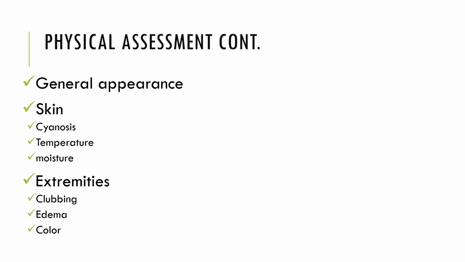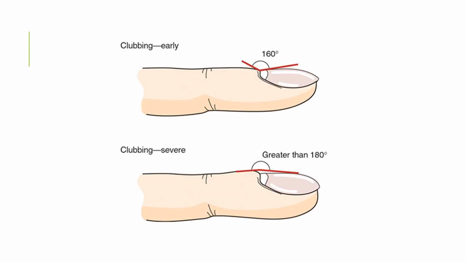We also need to look at their general appearance, looking at their skin, looking for signs of cyanosis. Central cyanosis is specifically around the mouth. We want to check their temperature, check the moisture. We're looking at extremities. Are they clubbing? Do they have edema? What's their color? Make sure you always check the fingers and the feet. We can also look for mottling, which turns purple with spots. It can also mean bad circulation. Here's an example of clubbing, which is an abnormal rounding shape of the nail bed.